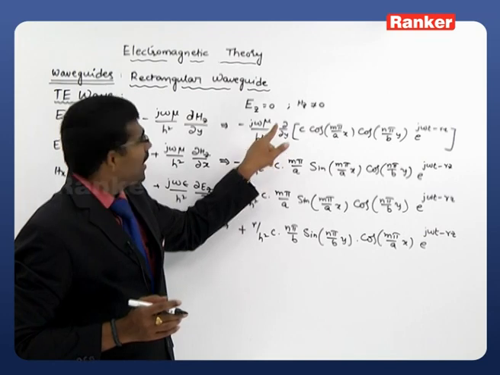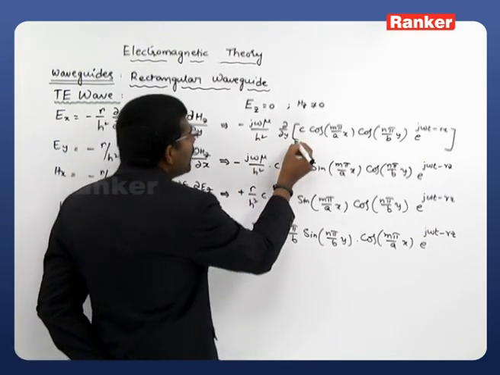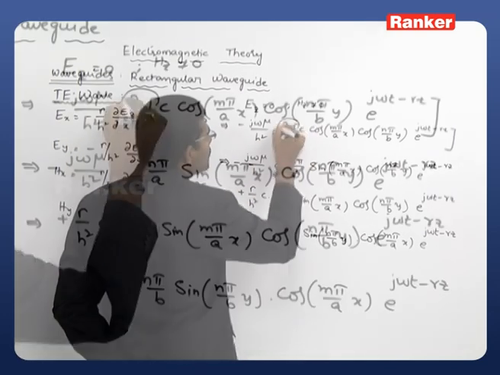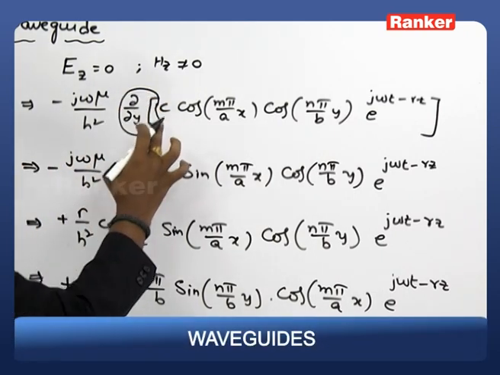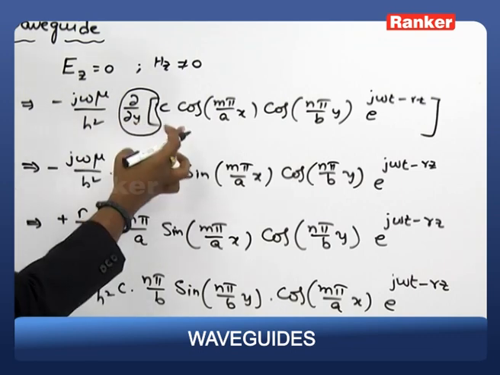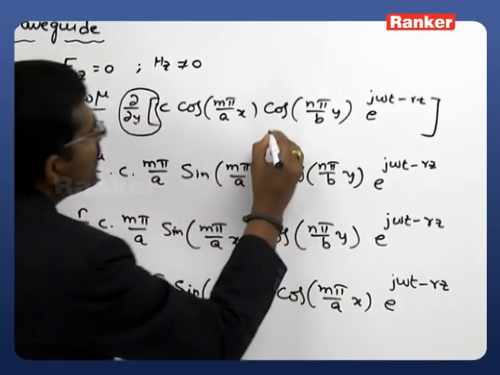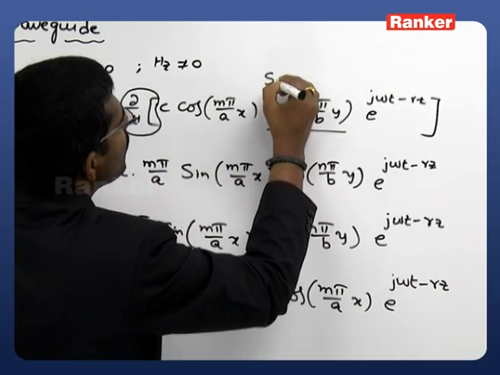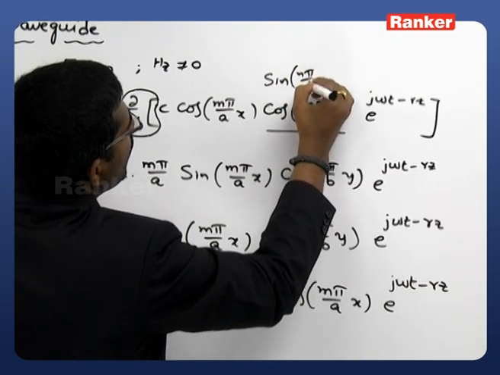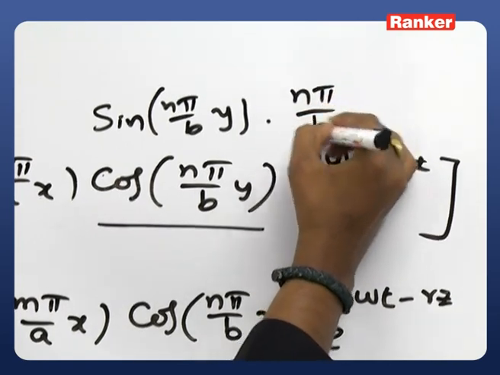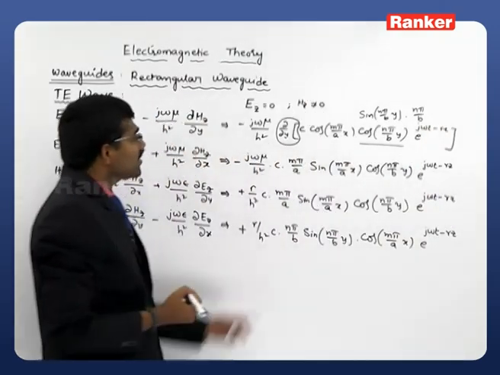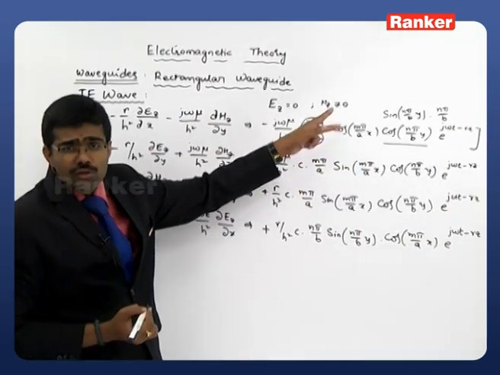Now I will try to modify this equation by eliminating this particular differentiation term. I will eliminate this differentiation term instead of this one. So this differentiation is with respect to y, right? So this term now becomes sin(n pi by b y) multiplied with n pi by b. So that is the final solution. Directly I wrote the final solution there.